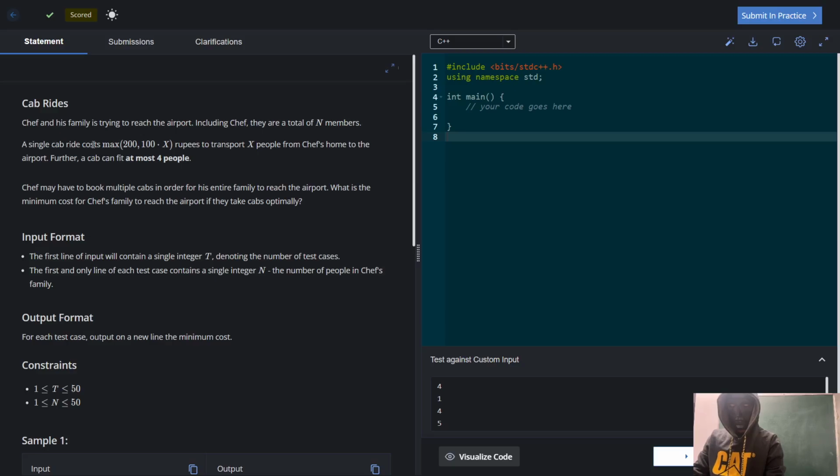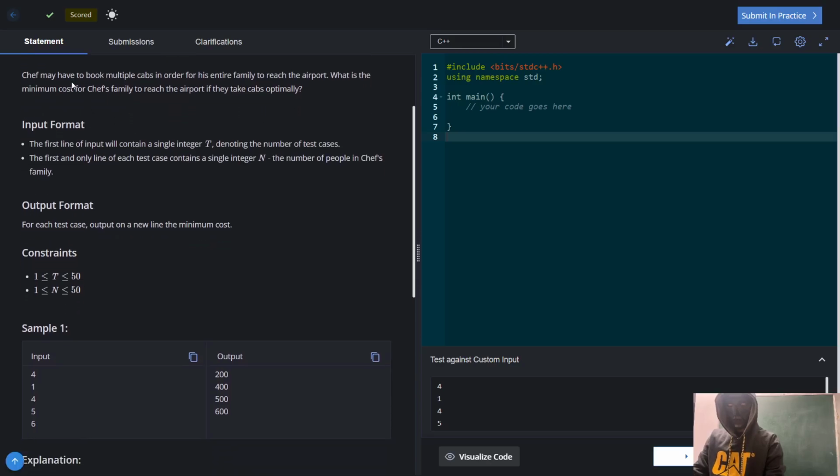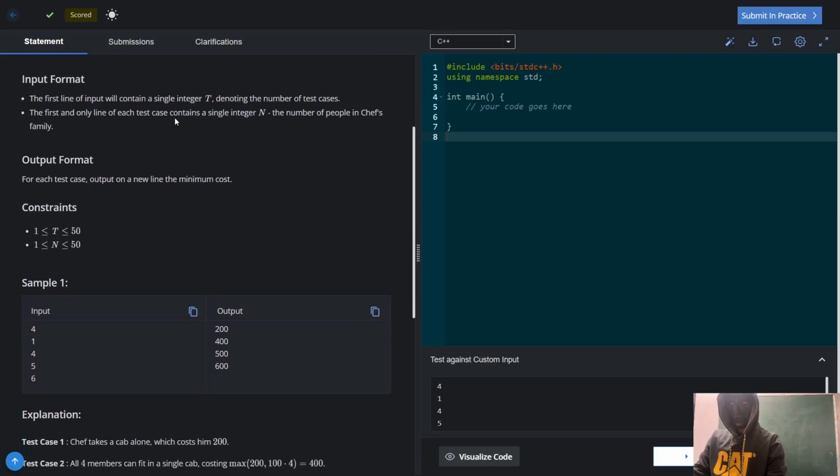A single cab ride costs a maximum of 200, 100 into X rupees to transport X people from Chef's home to the airport. Further, a cab can fit at most 4 people. So Chef may have to book multiple cabs in order for his entire family to reach the airport. What is the minimum cost for Chef's family to reach the airport if they take cabs optimally? They're asking for the minimum cost.